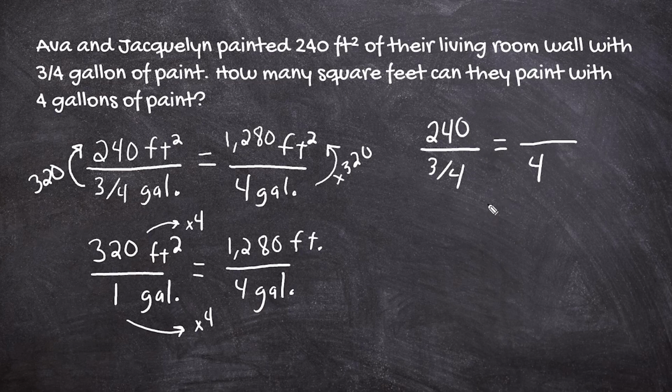So here's what we're going to do. In this blank space here, I'm just going to write an x. We're using a variable to represent the value that we are looking for. And we know that this number here, 3/4, multiplied by x, is going to be equal to 240 multiplied by 4. Remember, with any proportion, when you cross multiply, you're going to end up getting equivalent products. So this times this is equal to this times this.